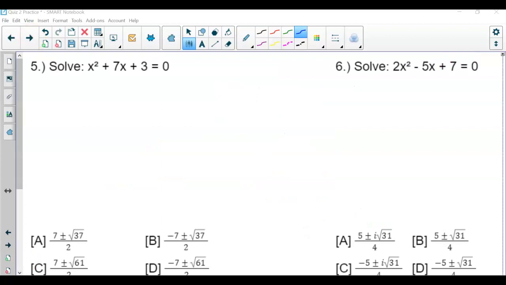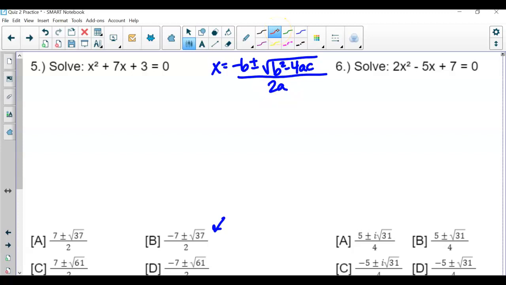With these next couple of questions, we're going to solve here. So we're solving for x. Notice, using test-taking strategies with the answer choices, how they're in this irrational form. So that means we are going to use the quadratic formula, where x is equal to negative b plus or minus the square root of our discriminant, b squared minus 4ac, all over 2a.